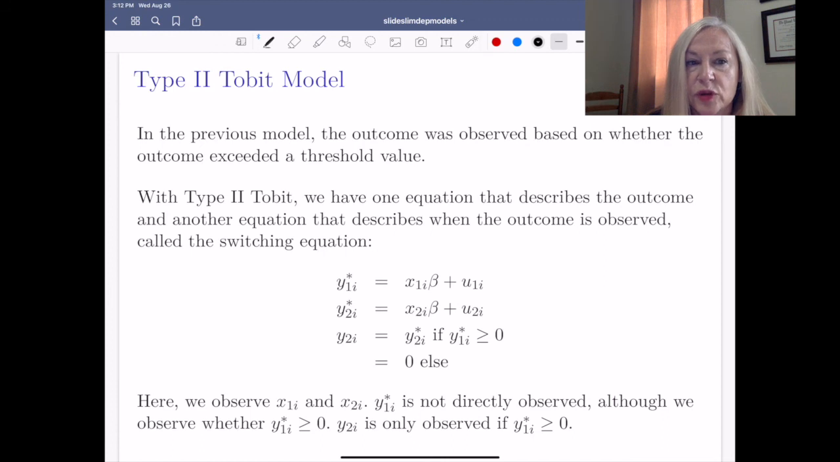So let's look at the type 2 Tobit model. In the type 2 Tobit model, the difference is we have a different equation describing the outcome and whether the outcome is observed. So here you can see we see y2 if y1 crosses a threshold. Whether or not you see y2 is determined by y1. In the previous example, we see y if y is greater than y0. But here we see y2 based on the value of y1. So you can see it's a little more general.